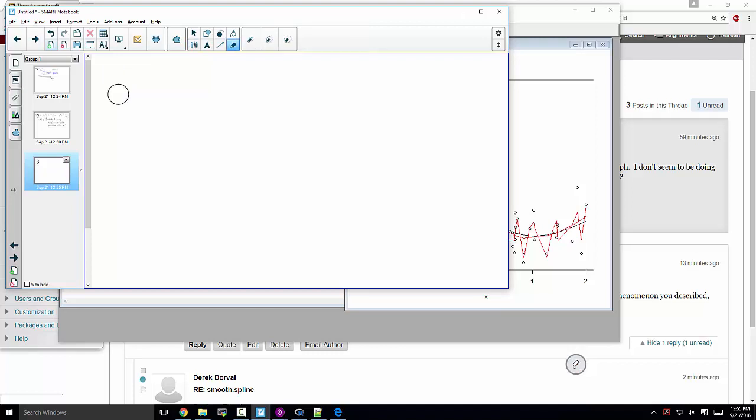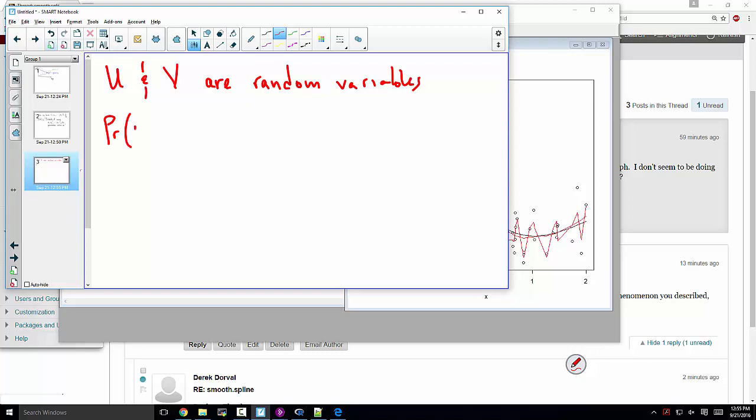Let's back up just a second here, and let's say that U and V are random variables. This is basic probability. U and V are random variables. The joint probability, let's say the probability that U takes a particular value little u, and V takes a particular value little v. Joint probability that simultaneously you have these two things.